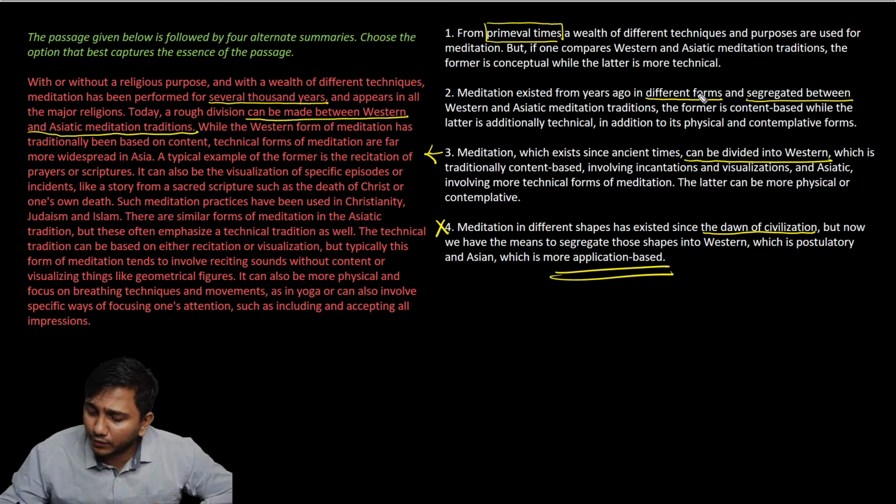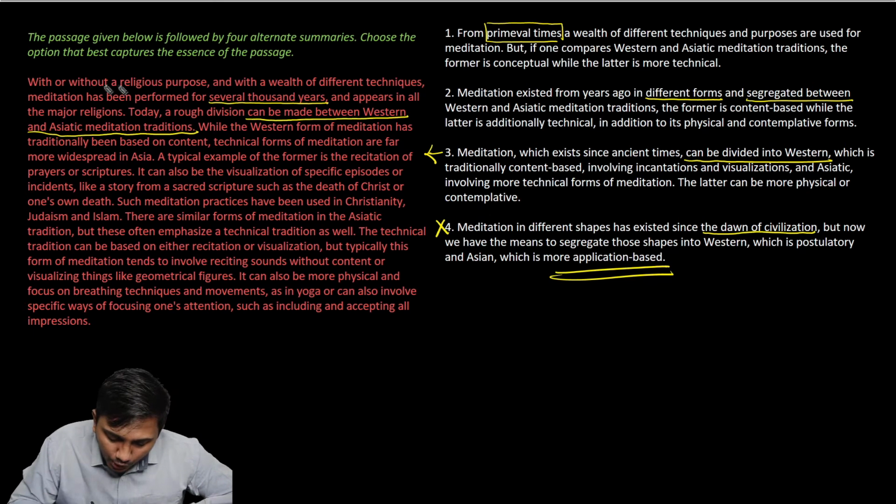So it looks like the different forms doesn't mean Western and Asiatic, because they are again speaking about Western and Asiatic. So the different forms could be something to do with this, with or without religious purpose, and with a wealth of different techniques. So maybe that is what they're trying to mean here as different forms.